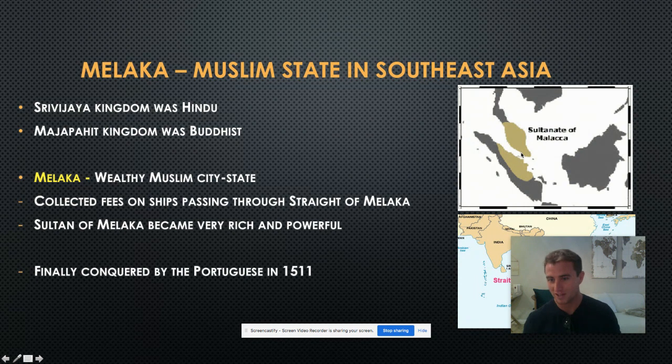They were Hindu, because Hindus are the oldest religion and our oldest merchants passing through this area. Once Buddhism comes around, then we'll have a kingdom, the Majapahit kingdom, which was Buddhist. And then now we have our Muslim merchants coming in. They established the Sultanate of Malacca, and Malacca is a wealthy Muslim city-state. Just as all the kingdoms before it, they're going to collect fees on ships that pass through the area that makes them very rich and powerful.